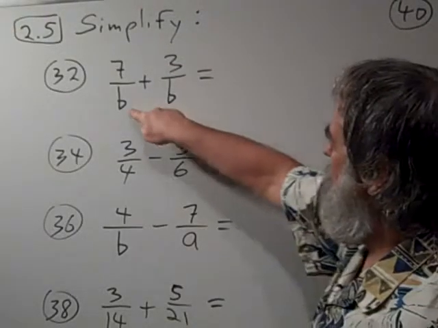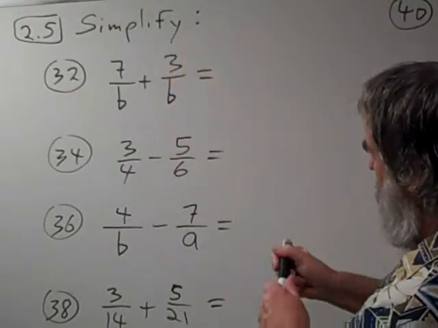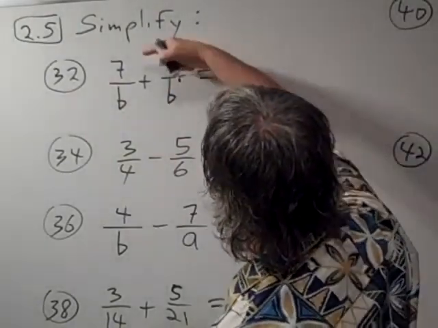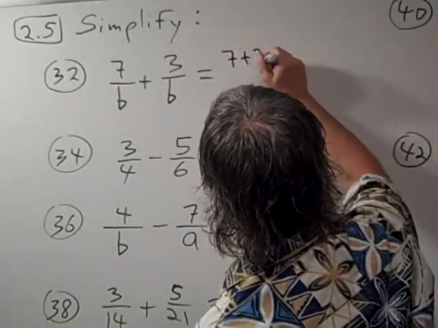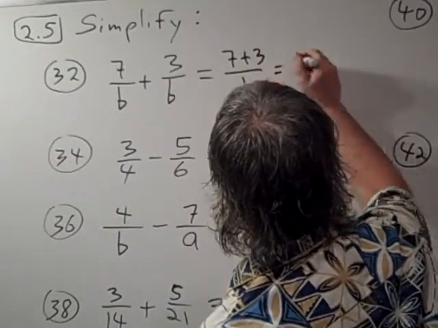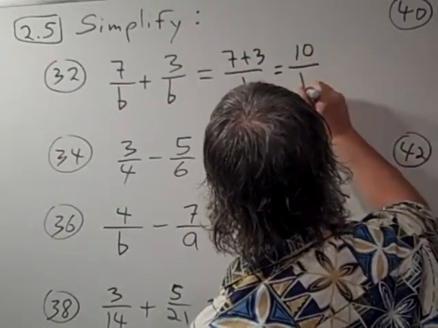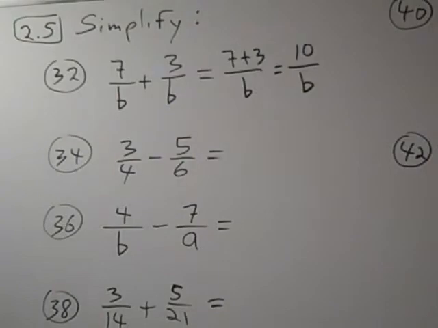When the denominators are the same, we just have to add the numerators. So this is equal to 7 plus 3 over b, or 10 divided by b.